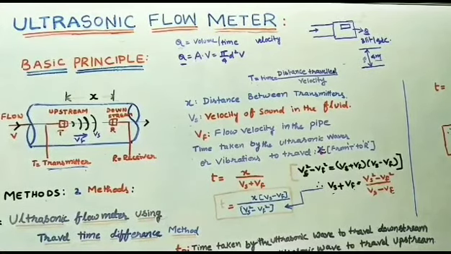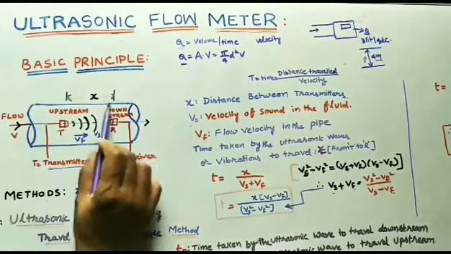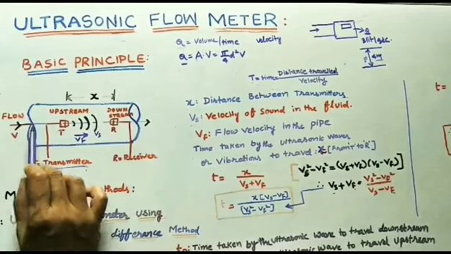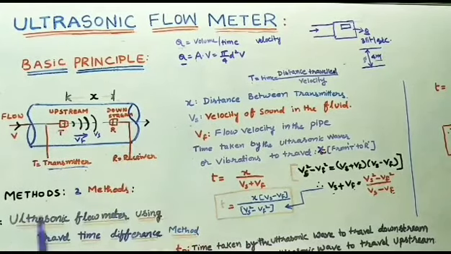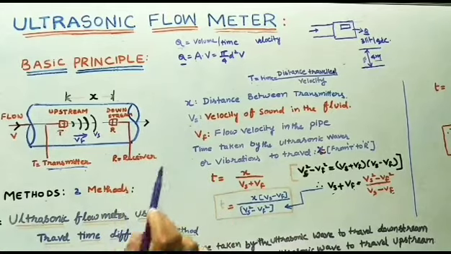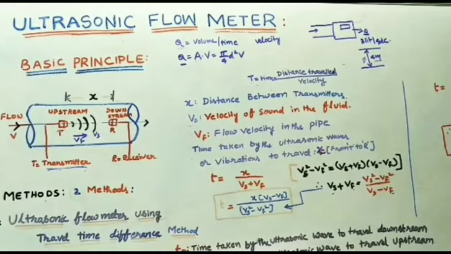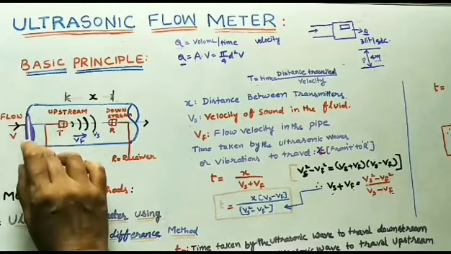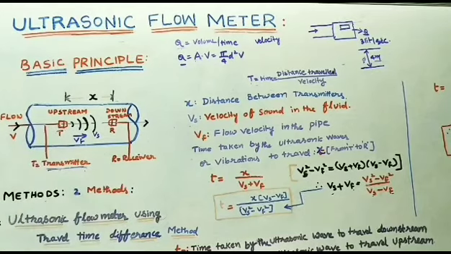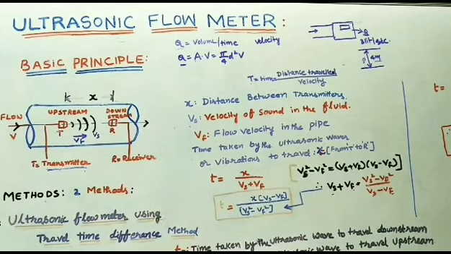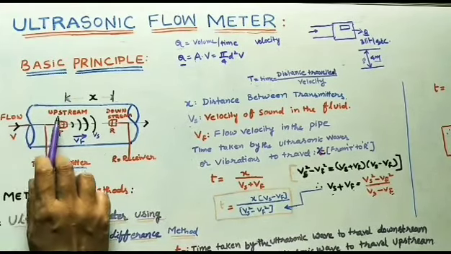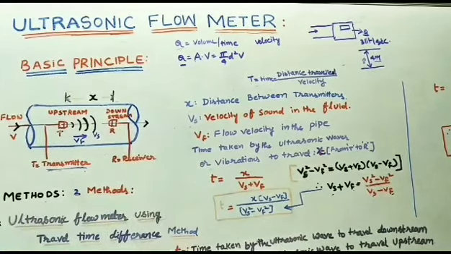I am taking one pipe. The flow is in this direction: this is the input, this is the output, and the liquid is coming in this direction. We call the input section upstream and the output section downstream. So the liquid is flowing from upstream to downstream. It is coming out here.